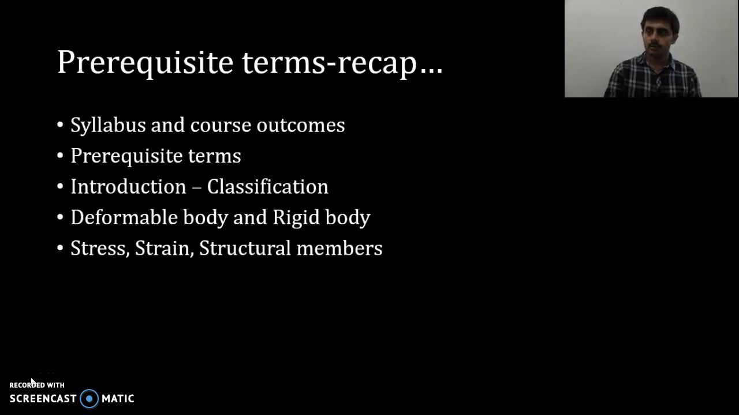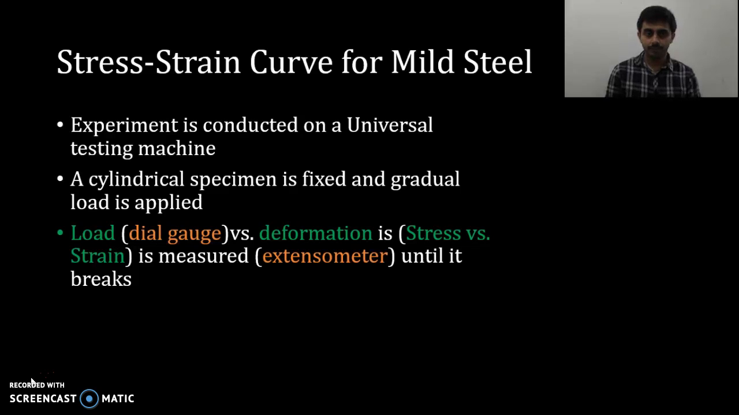Let us learn stress-strain for mild steel. How do we study the behavior of mild steel? That is by conducting an experiment on mild steel in a universal testing machine. A cylindrical workpiece, a specimen of mild steel, we will fix between the jaws of the universal testing machine and a gradual load is applied.